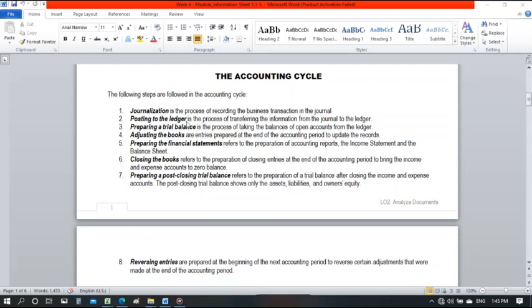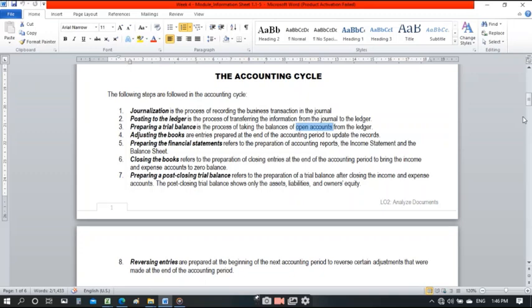And then at the end of the posting to the ledger process, nagkakaroon tayo ng mga open account and closed account. So those open accounts, ito yung mga at the end of the posting process, sila yung may naiiwang balance. So they are the open accounts. Dun sa mga closed accounts, hindi na natin siya ini-include sa preparation ng trial balance.